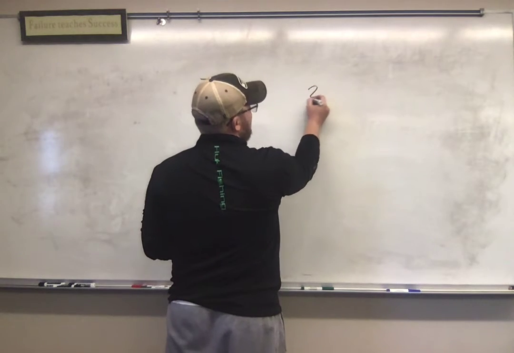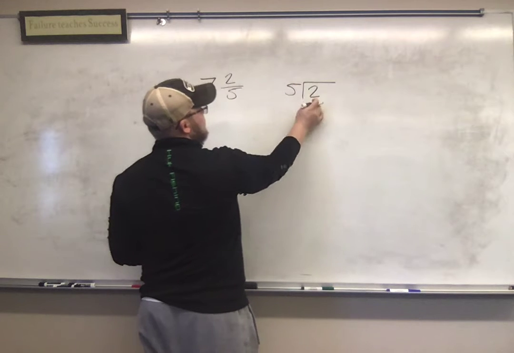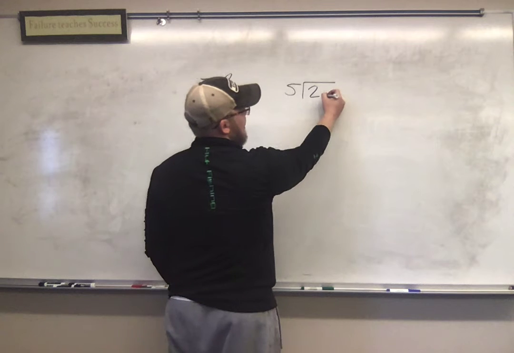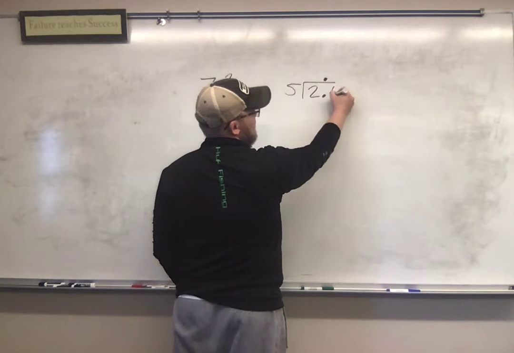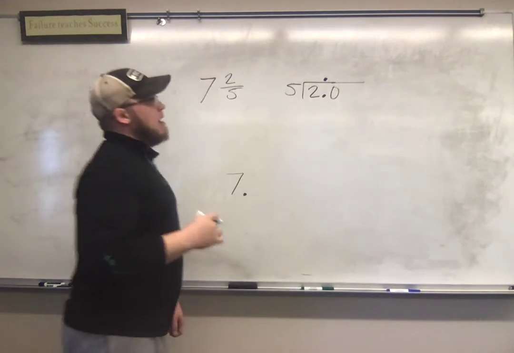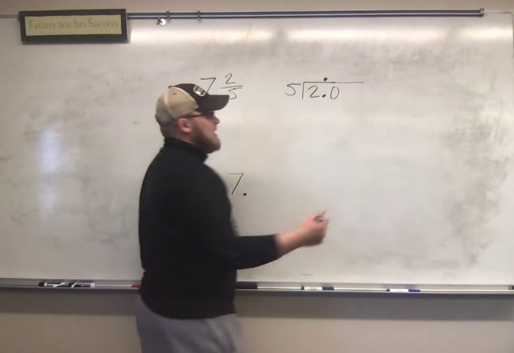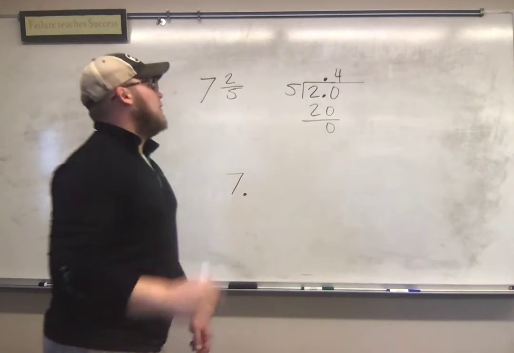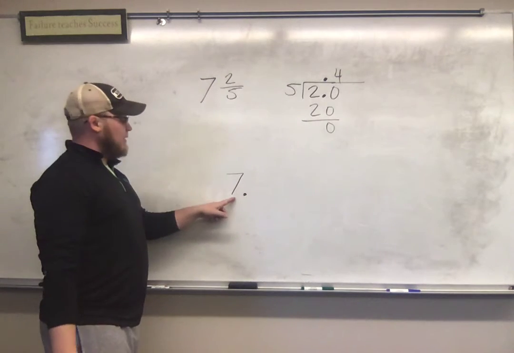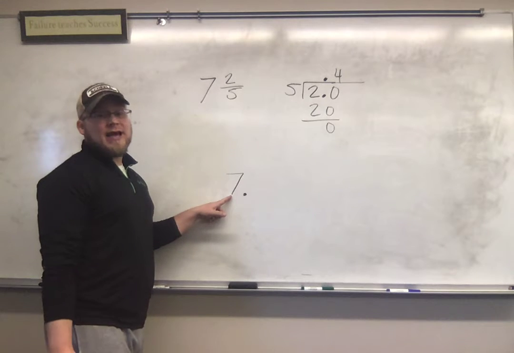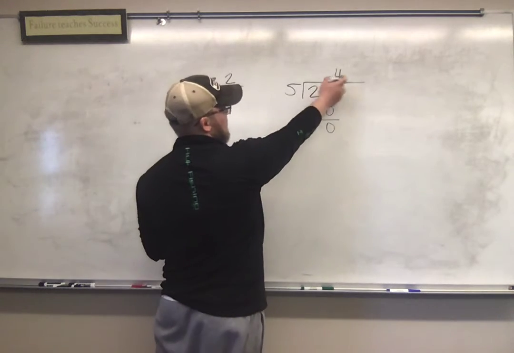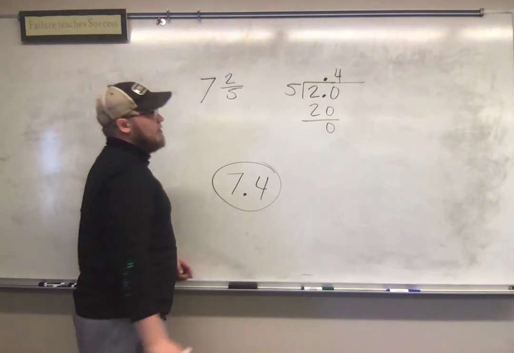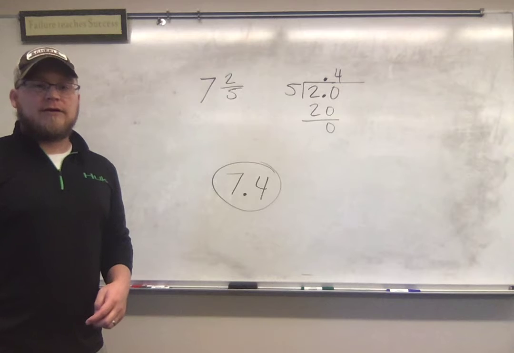So 2 divided by 5. 2's in the box, 5's on the outside. Remember, when you have a big number on the outside, it automatically goes decimal, decimal, 0. How many 5's go into 20? 4, and it goes in evenly, for an answer of 0.4. Now, just as I said before, you're automatically going to have the number 7 in the answer, and you don't need to write another decimal. So 7.4 for your final answer.